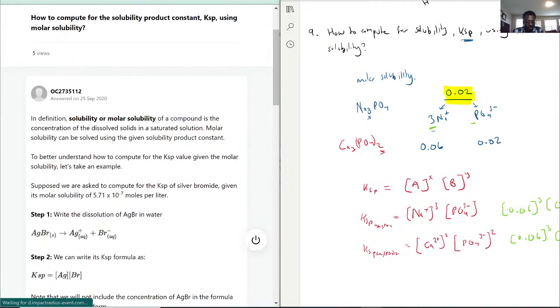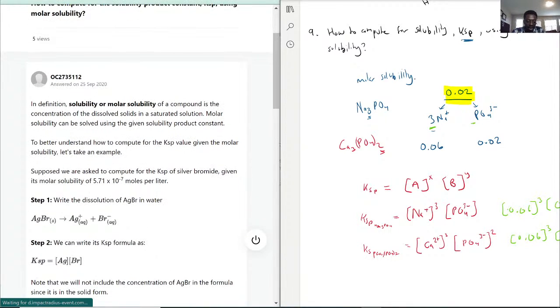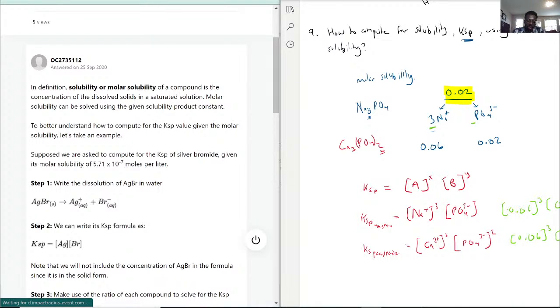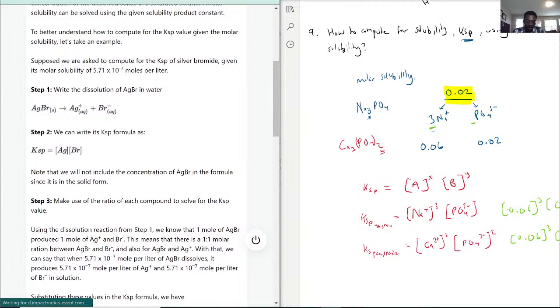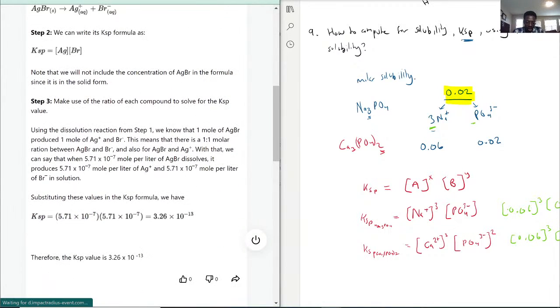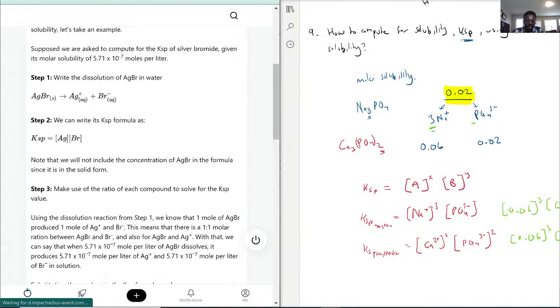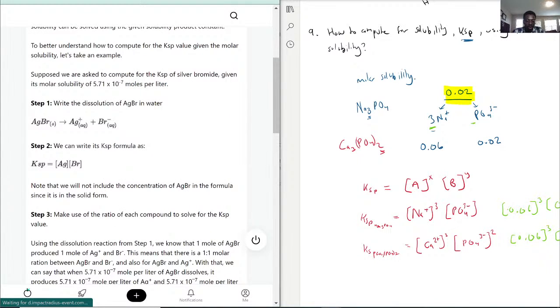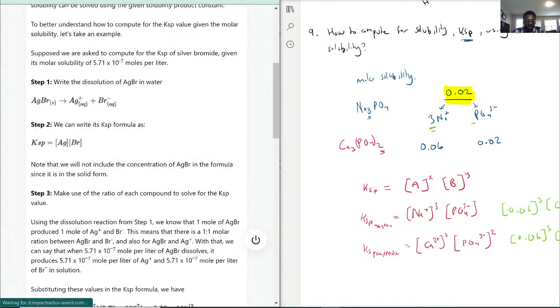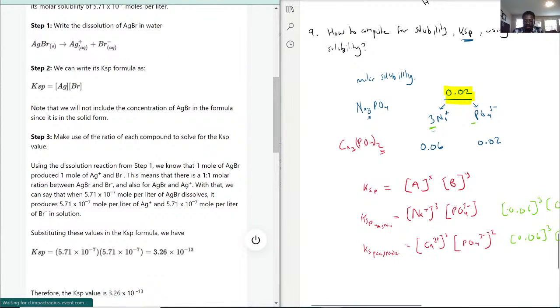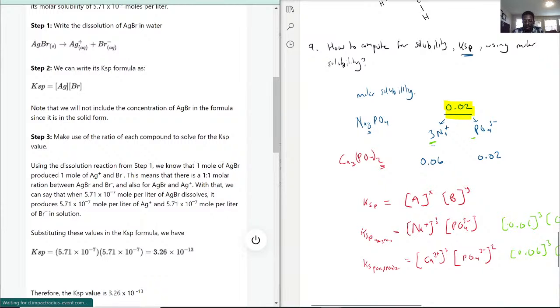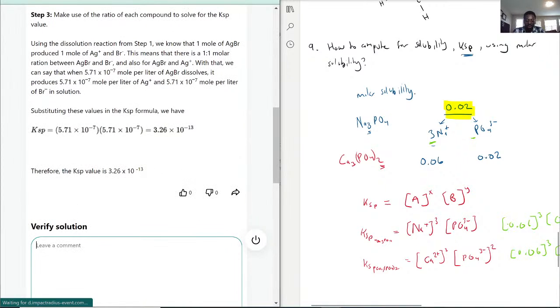Let's see how we did. They chose something easier. Silver bromide is just a 1-to-1 ratio. So if they said the molar solubility was 5.71 times 10 to the negative 7, you just multiply that number by itself. 5.71 times 10 to the negative 7 times 5.71 times 10 to the negative 7, and that would be the Ksp value you get. And they said you don't want to include the AgBr, the silver bromide itself, because it's solid. So exactly, that's what we have here as the formula, Ksp of AxBy. So this is correct.